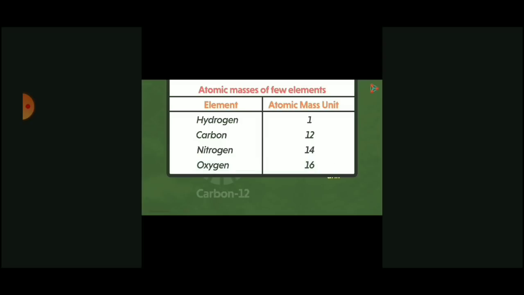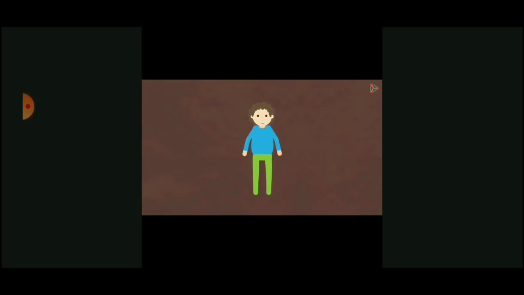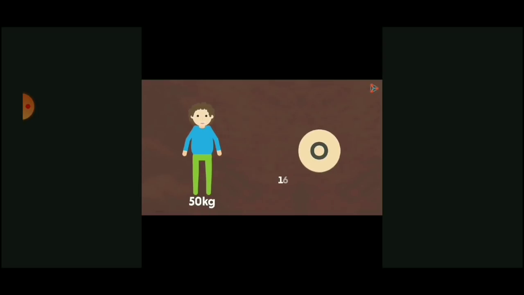How do we understand better in a simple way? Let me put you a question. How do we measure the mass of a man? We say that the weight of a man is 50 kilogram. Similarly, how do you measure the mass of an oxygen atom? You say that it is 16 atomic mass unit or 16 AMU. This is how we measure the mass of an atom. The unit we use is atomic mass unit.